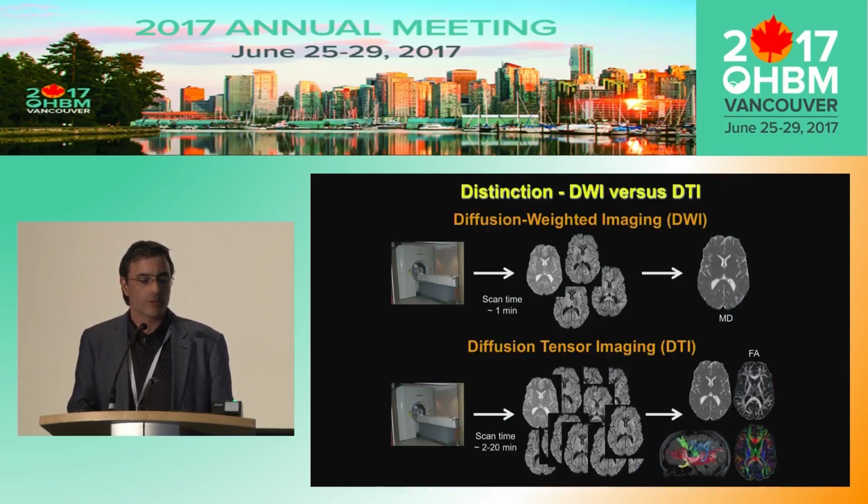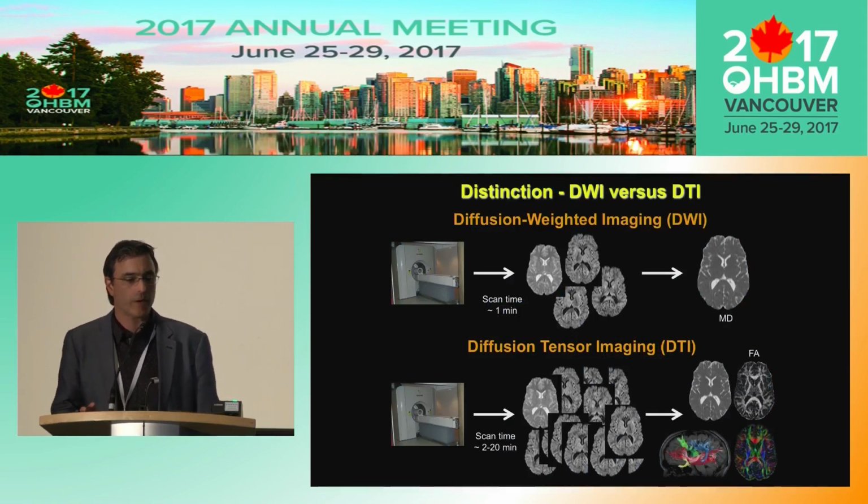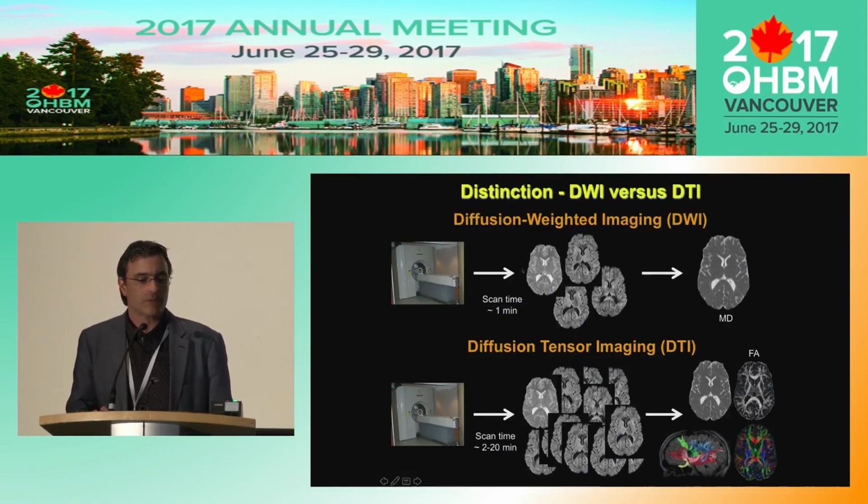So what about issues with clinical utility? Let's make a distinction. There's diffusion-weighted imaging, where you only need 3 different directions, and then you can calculate an MD map, and the scan time is very rapid. This is what's often done in the clinic. You can also do DTI very quickly. If you just do a quick 6 directions, you can get it done in a minute and a half, a couple minutes.